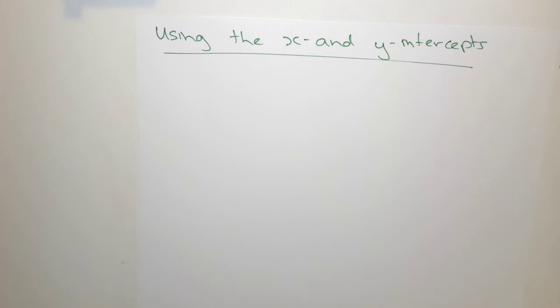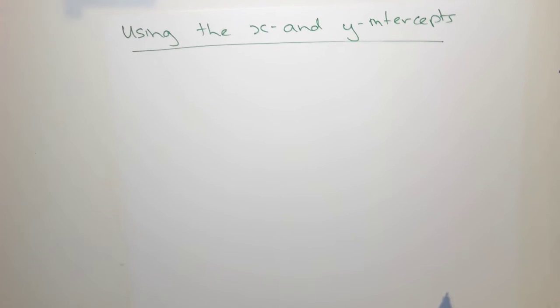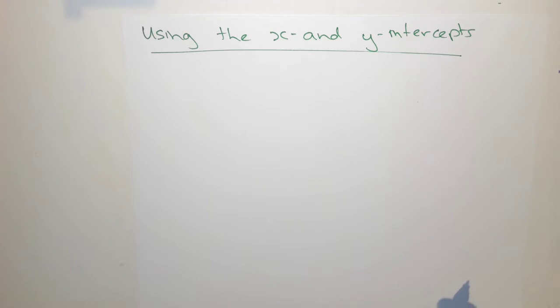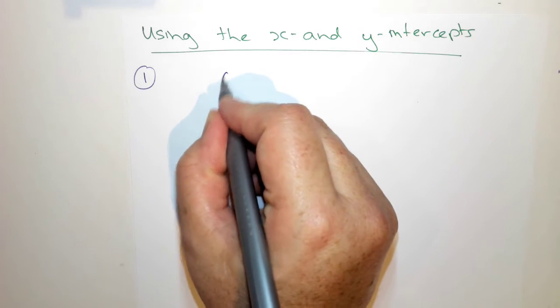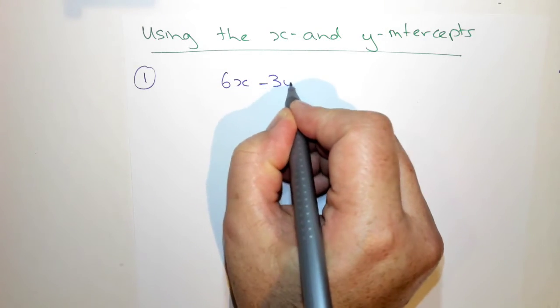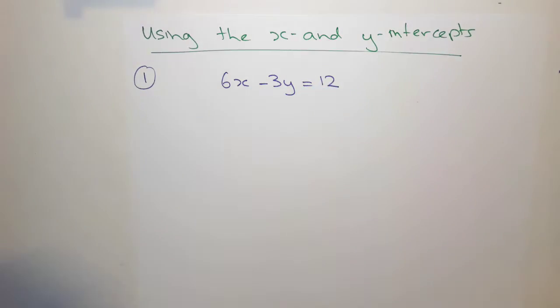Let's have a look at what we can do when we've got the equations in a slightly different format, another method. Say, for example, we have an equation 6x take away 3y equals 12.